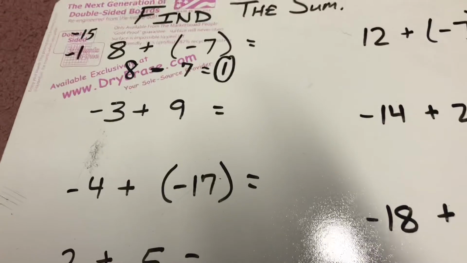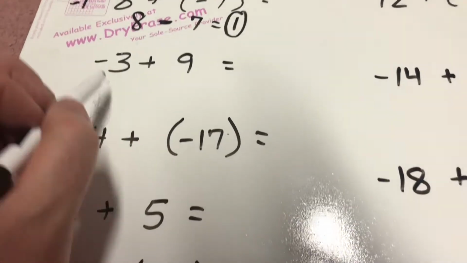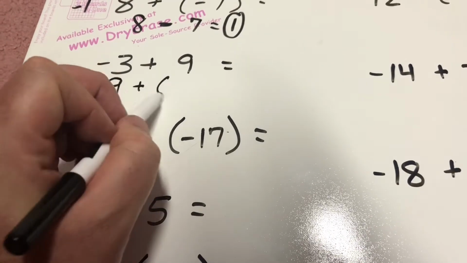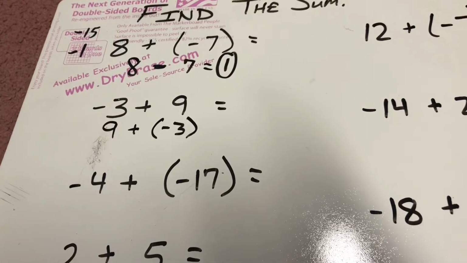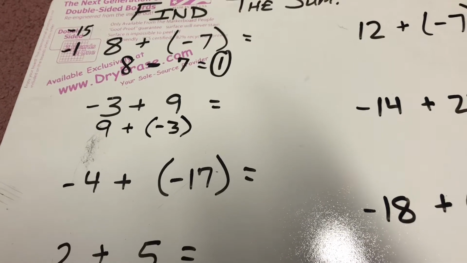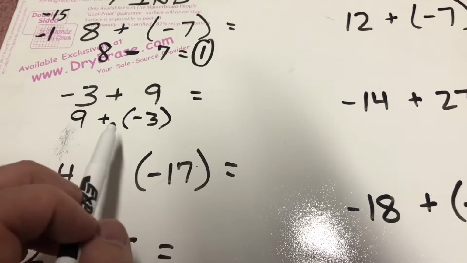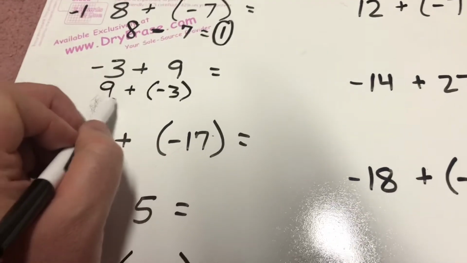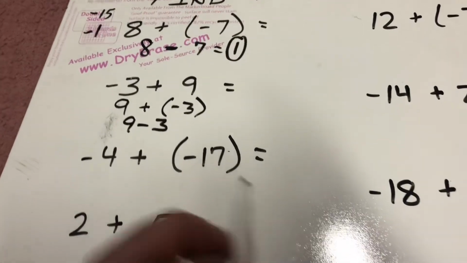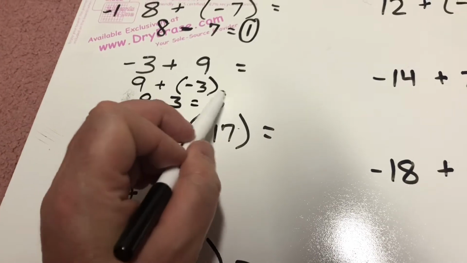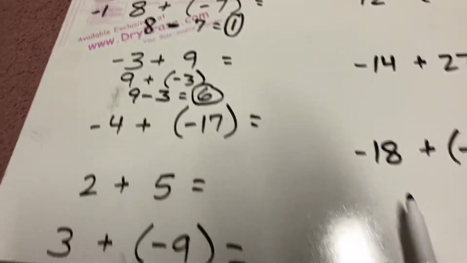Negative 3 plus 9. Now remember, whenever I have an addition, I can flip the numbers. So I can actually make this 9 plus negative 3, because you can flip the two numbers in an addition problem and it will still equal the same thing. So 9 plus a negative, as we talked about in the first one, is just going to be 9 minus 3. 9 minus 3 is 6. And sure enough, negative 3 plus 9 is indeed 6.